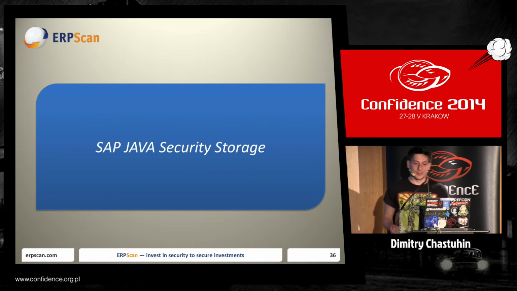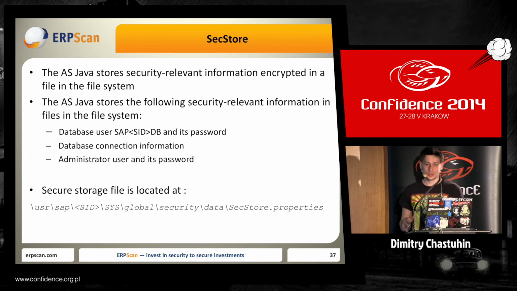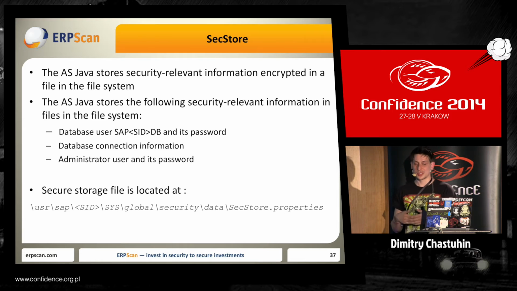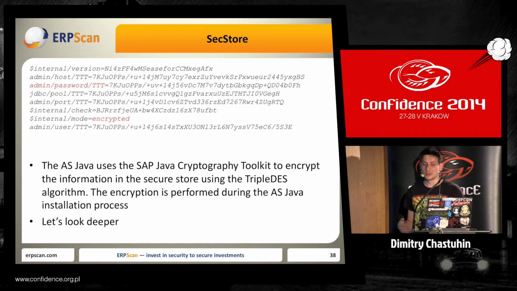Okay, let's go to the server side of the Java stack of the SAP system. Start with Java Security Storage. What is that? Security storage is a place the Java application server uses for storing sensitive information like the database user and its password, database connection information, the administrator user and its password. Security storage lives on the file system in the file secstore.properties. On the slide you can see the default path to this file. Looking at this file, you can see words like host, password, etc. But the values of these fields are encrypted.